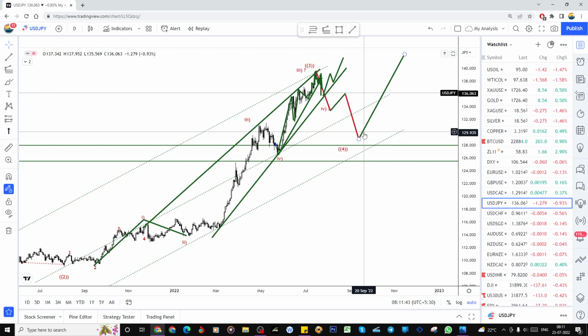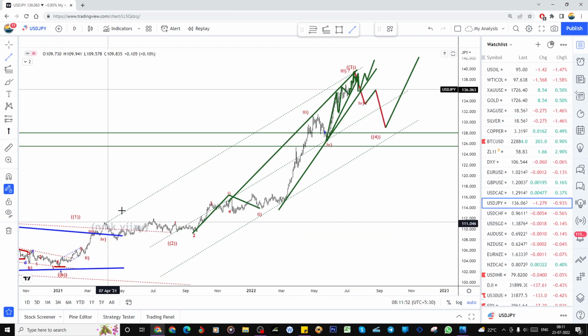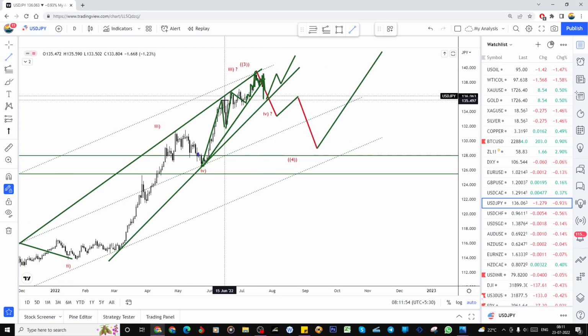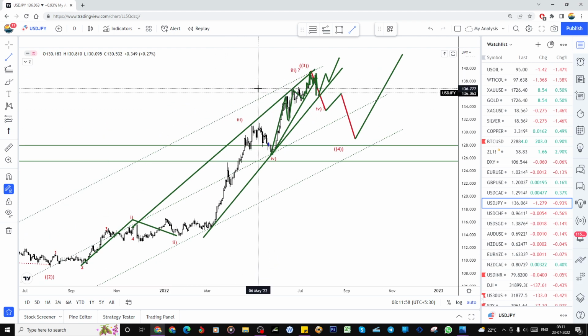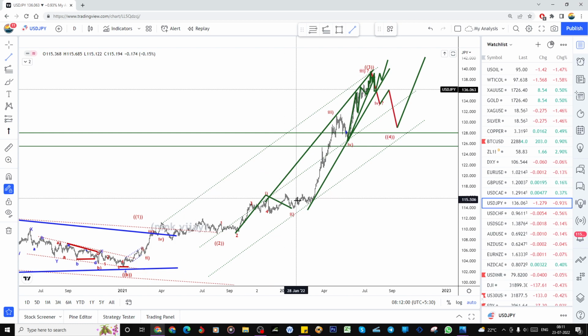So why am I thinking like that? That is the one reason. Look at this. This is the 1, this is the 2, 3, 4, 5. After this, so this is the 1, 2, 3, and this is the 1, 4, and 5 has completed, and this is the wedge formation. So wedge formation happens only at the completion of the 5th wave.